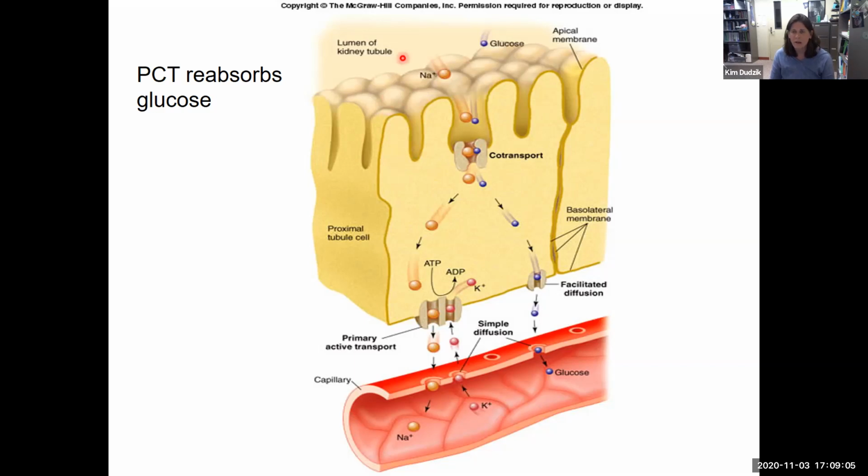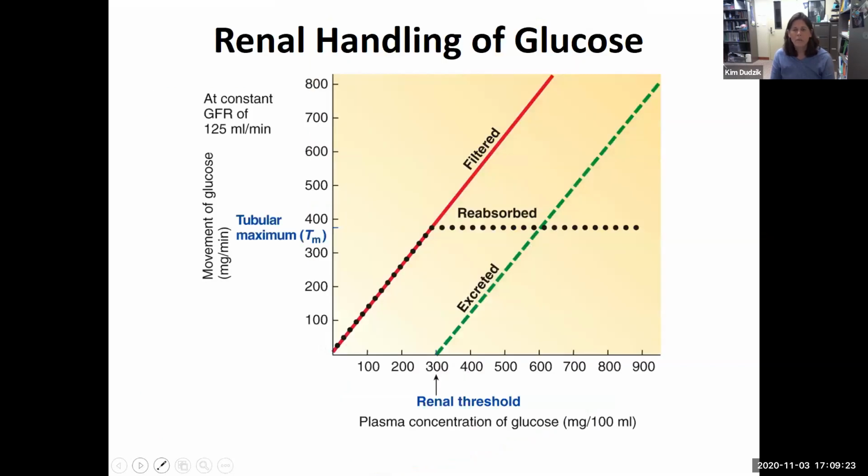If that one's taken up, it's got to move to the next one and the next one. So that's what this means about the transport maximum. There's only a certain number of transporters, so there's only a certain amount of glucose that we can transport across and reabsorb. If we have so much glucose in our blood vessels and we filter so much of it, we won't be able to reabsorb it. It's actually going to get excreted. So there's a maximum of how much we can reabsorb.